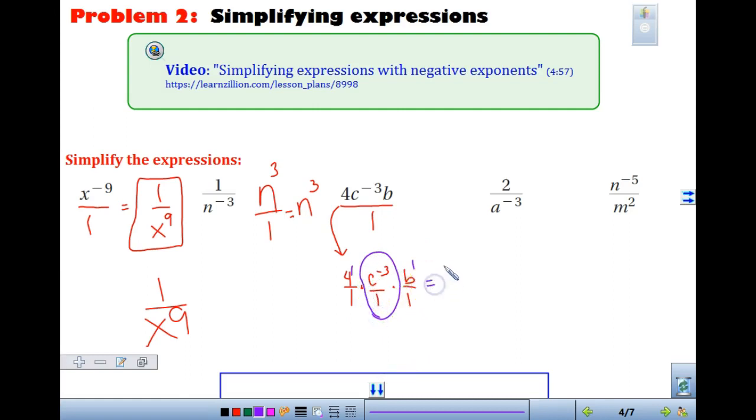So when I look at my answer, I'm going to have the 4 staying in the numerator. I'm going to have the b in the numerator. C is going to move down here, and it's going to be to the 3rd. And that's my answer for that one, right? Especially on the test sometimes, do you have to show the work? I would be okay for some of you going right to this, but if you move the wrong thing, sometimes I think writing it out like this is helpful.